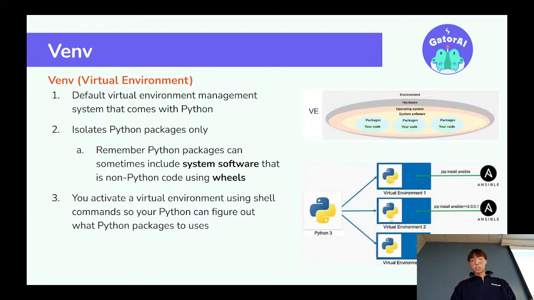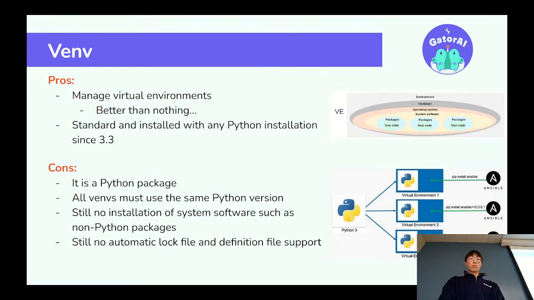So we have a picture on the bottom right. You have one version of Python, still one version of Python. You still can't manage multiple versions of Python. And you have multiple virtual environments, and your virtual environments can manage different dependencies, right? So you can see here that you have a library called Ansible, and you can pip install different versions of it across your different virtual environments, but you're still using the exact same Python version, right? So let's go over some pros and cons.